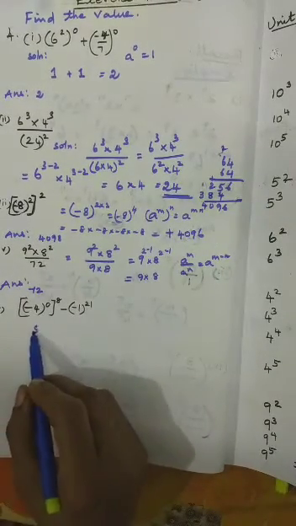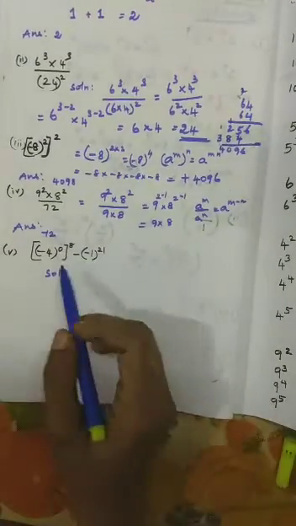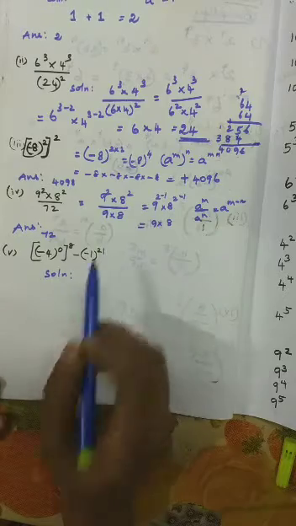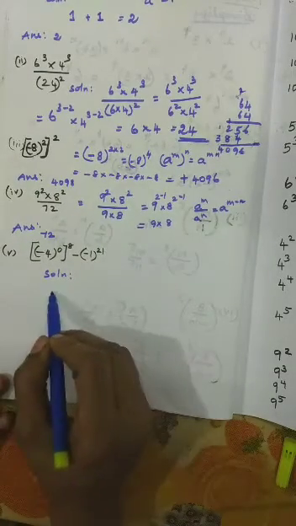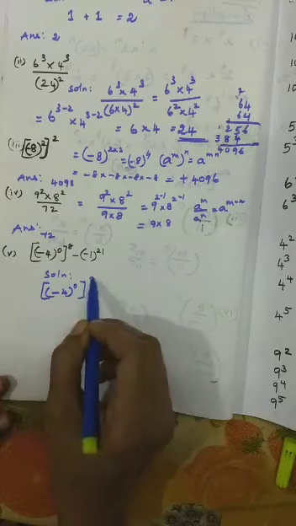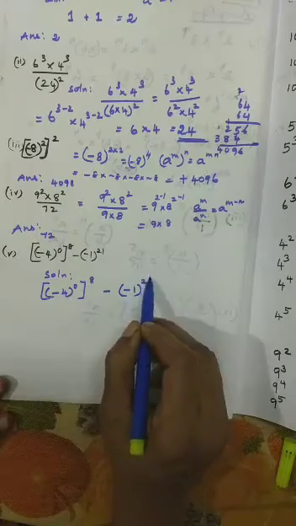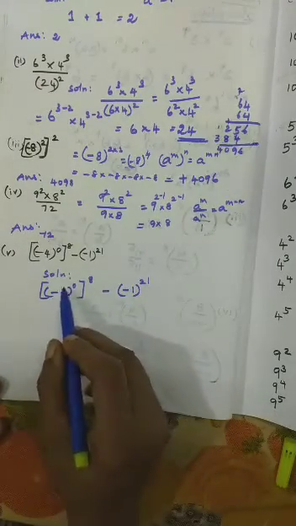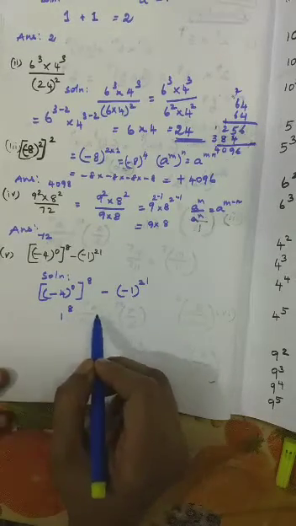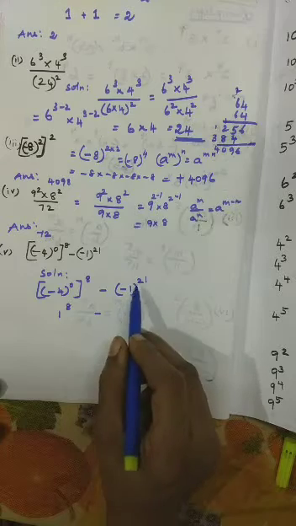Now solution. Fifth problem. (-4)^0 the whole power 8, minus 1 the whole power 21. Okay. Now (-4)^0 the whole power 8, isn't it? Minus of (-1)^21. Now see here. (-4)^0 is 1. 1 power 8 is 1. Okay. Then (-1)^21.